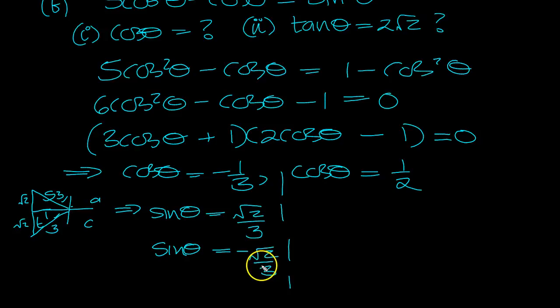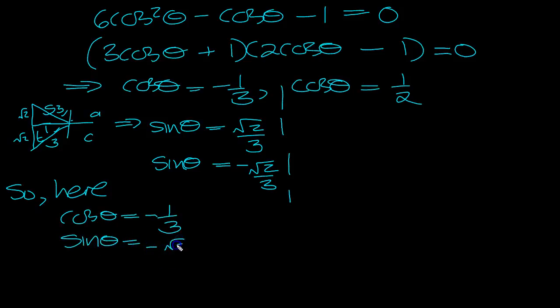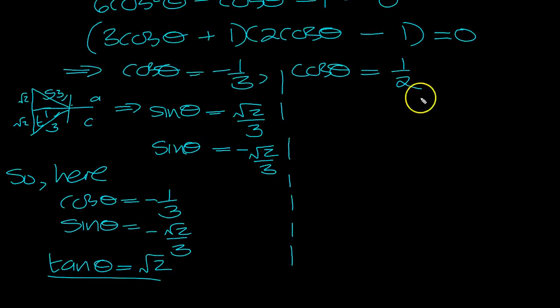Okay. I think this should be sufficient. So here we could say that cosine theta is minus 1/3 and sine theta is equal to minus root 2 over 3. So tan theta would be sine over cos, would be root 2, which is not what we want, I don't think, because it was 2 root 2 we wanted. Okay, let's try this one then.